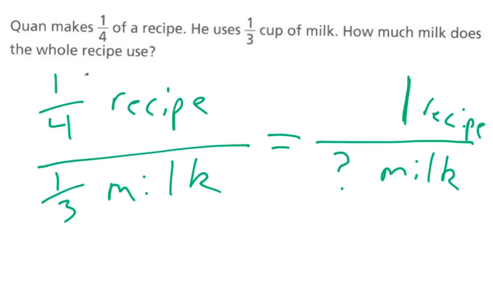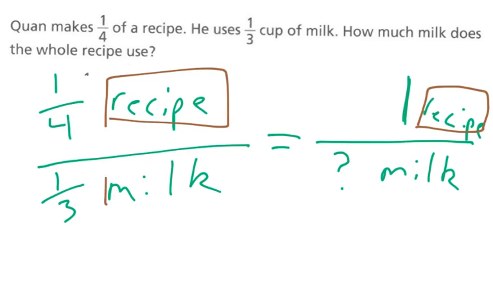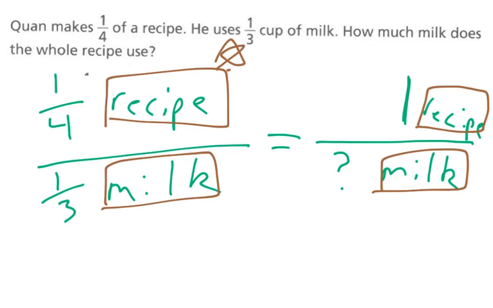So the way that I would solve it, I like to set these up as proportions. And with proportions, you want to make sure that the things that have the same label are on the same side of the fraction. So for instance, I have recipe on top over here, so 1/4 of the recipe. And for 1, the whole recipe, that has to be on top on the other side. Same thing with the milk. Milk is on the bottom part of the fraction on the left side, so it needs to be on the bottom part of the fraction on the right side as well.